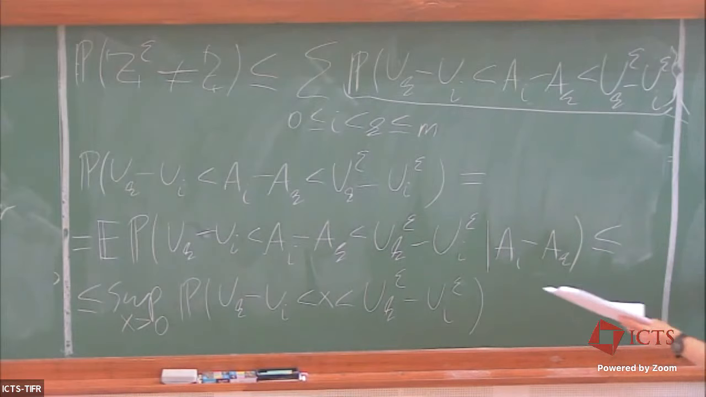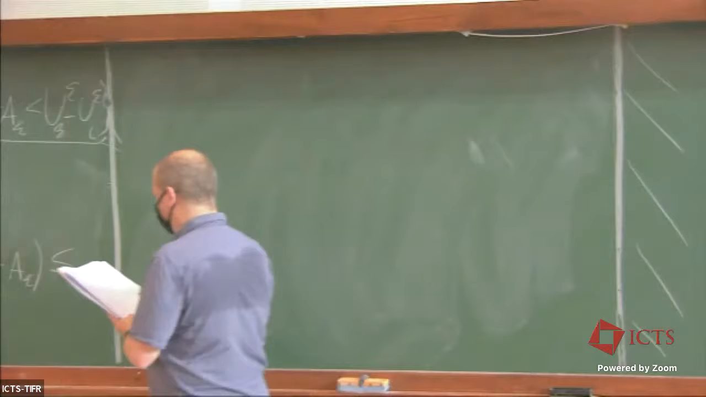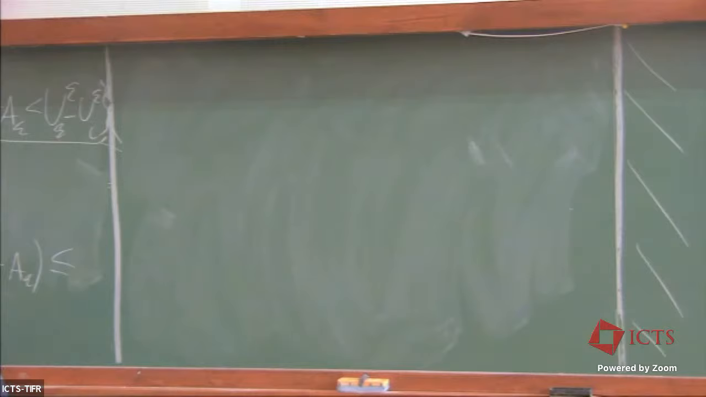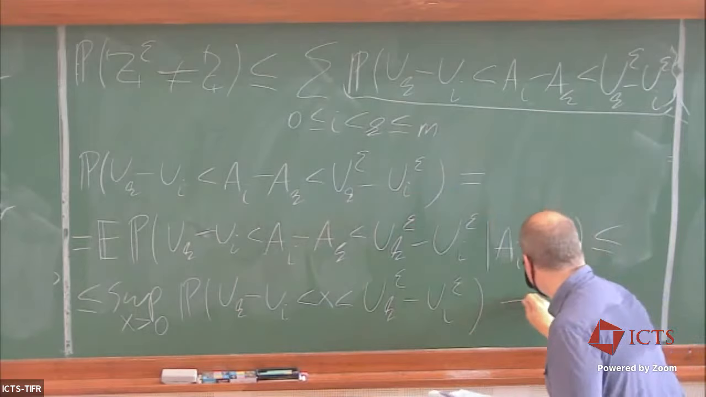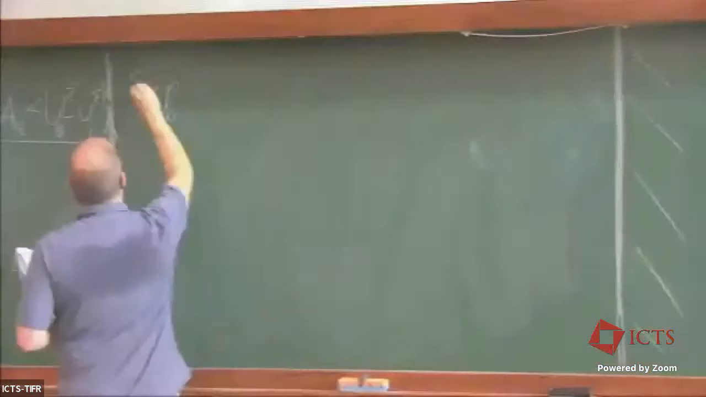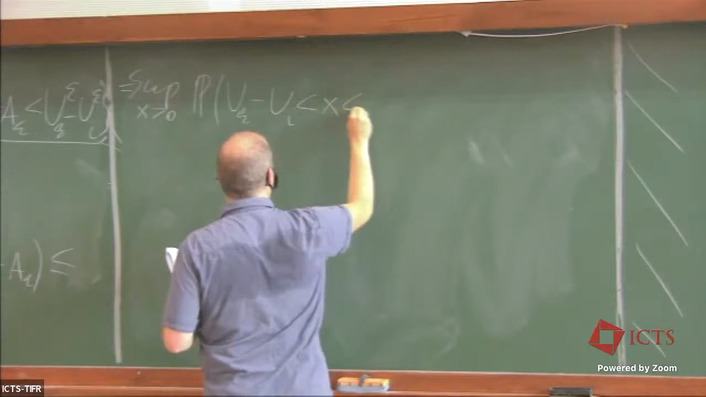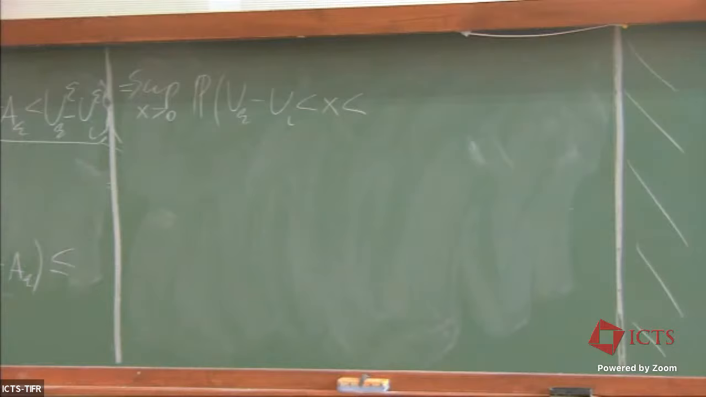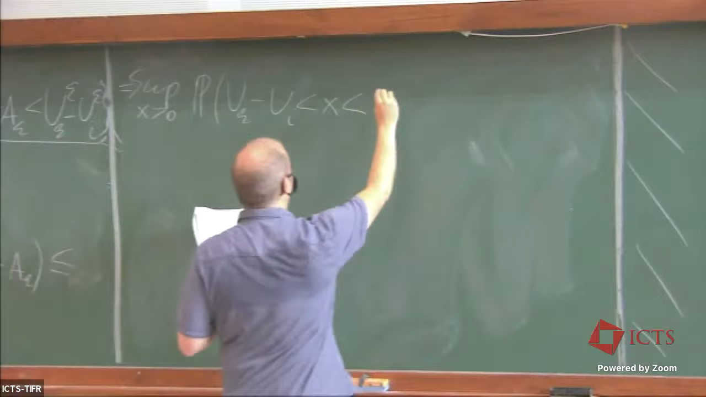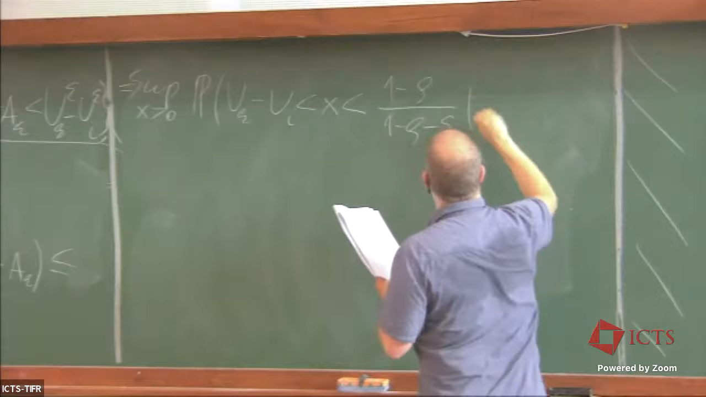Let's solve this for the U's. Now the first thing, okay, so at this moment I know everything, right? The U's are just IID. The U epsilons are just constant multiples of the U's. So I know everything at this point. And so the first thing is just to get rid of this epsilon by plugging in what I know, namely this is a constant multiple of that. That's how I constructed the whole thing. So this is equal to the sup of the probability that U_K minus U_I is less than x less than, so the epsilon version is just (1 minus rho) over (1 minus lambda) times the non-epsilon version. So (1 minus rho) over (1 minus lambda), which is rho plus epsilon, times U_K minus U_I, which I'm going to solve for U_K minus U_I.